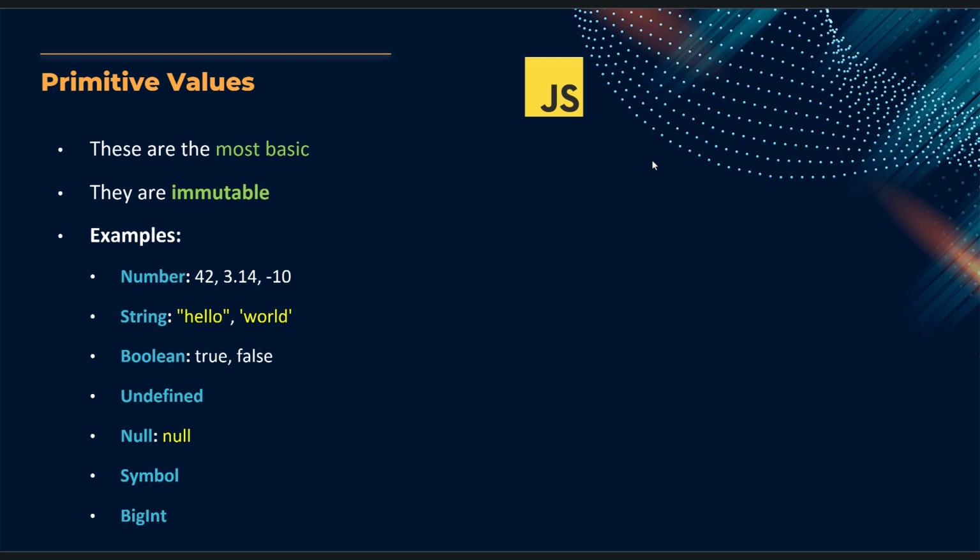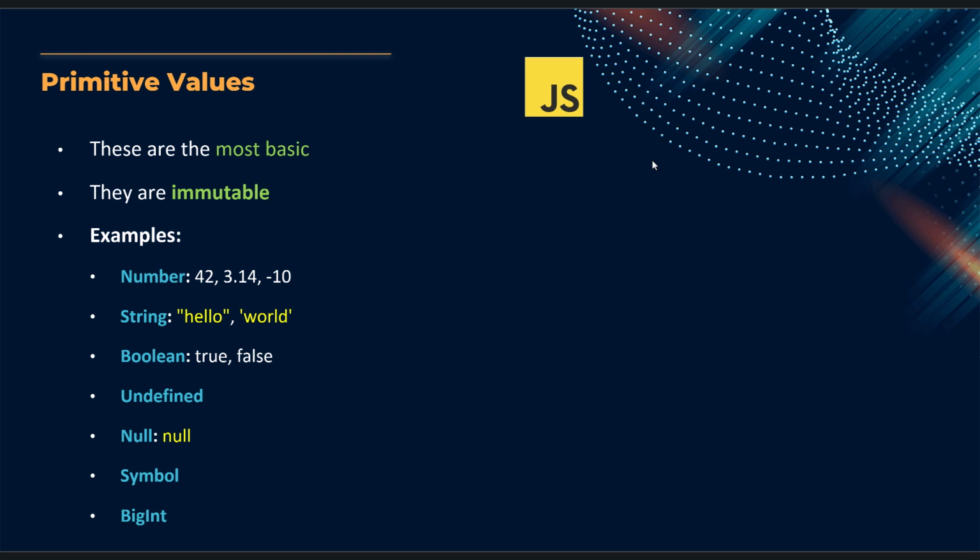Some common examples include numbers like 42 or 3.14 or even -10. Strings, which is just text like hello or world. Booleans, these are simple true or false values.